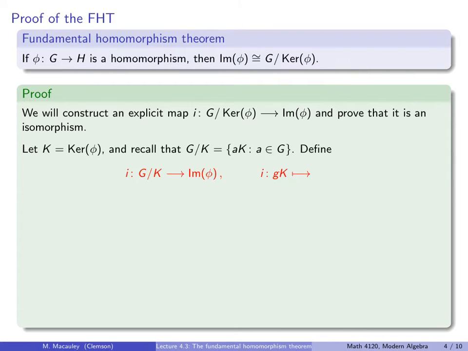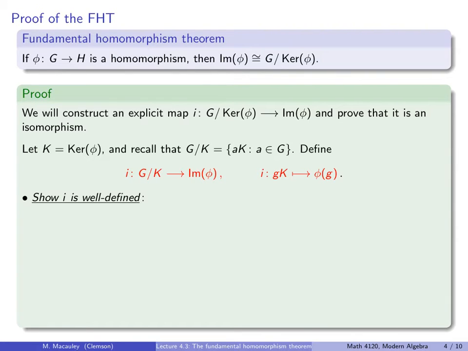So how do we define this map? We want to define a map I from G mod K to the image. So the input of this map is a coset G of K. And what element in the image do you think we want to send this to? Well, there's not many choices, right? How about that? Phi of G. That's simple. It works. Well, does it work?